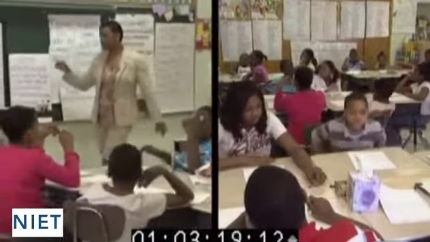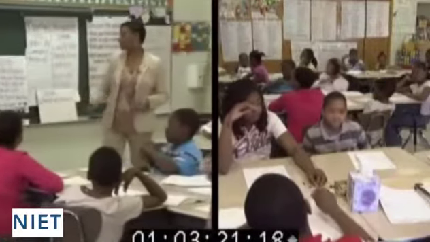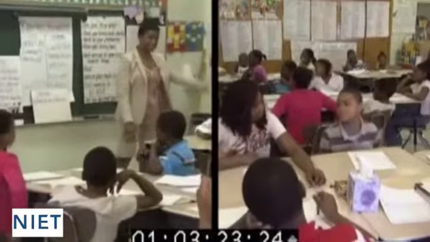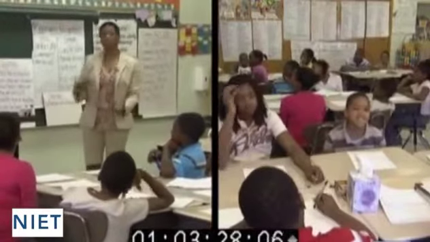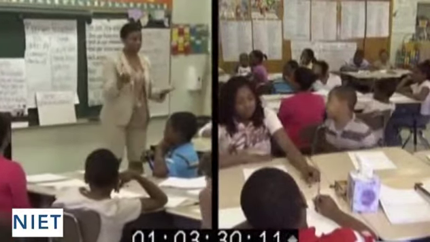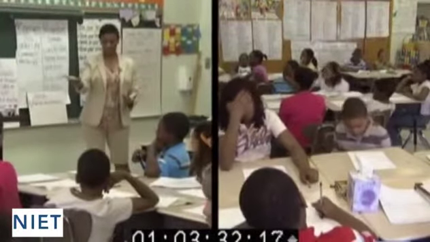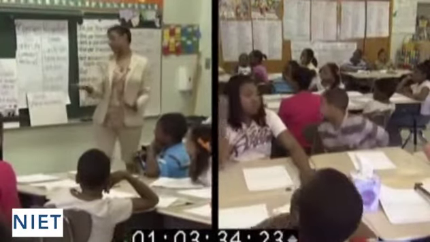Okay, so let's look at our objectives. Today, you guys are going to be able to explain the relationship between the price and the amount of a good or service people are willing to buy. So you're going to be able to explain that relationship. Price, how much they're going to buy. Price, what are they willing to buy, okay?